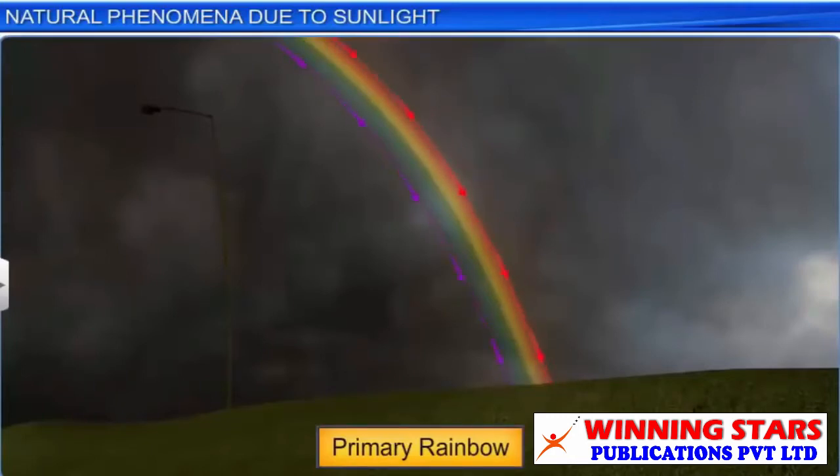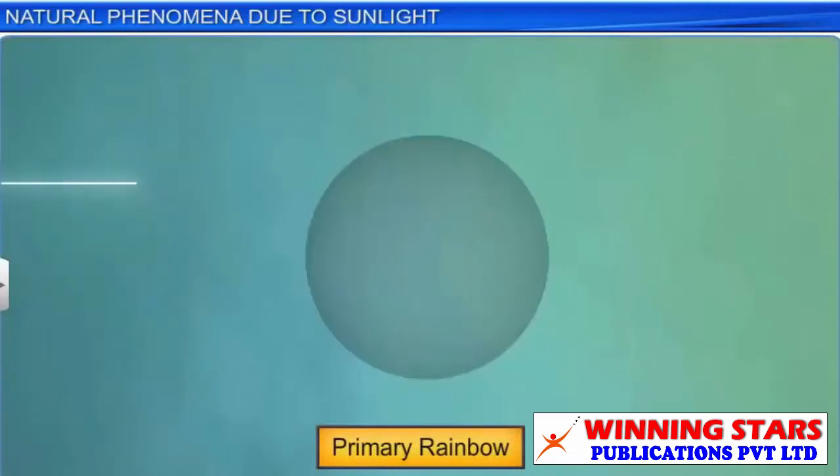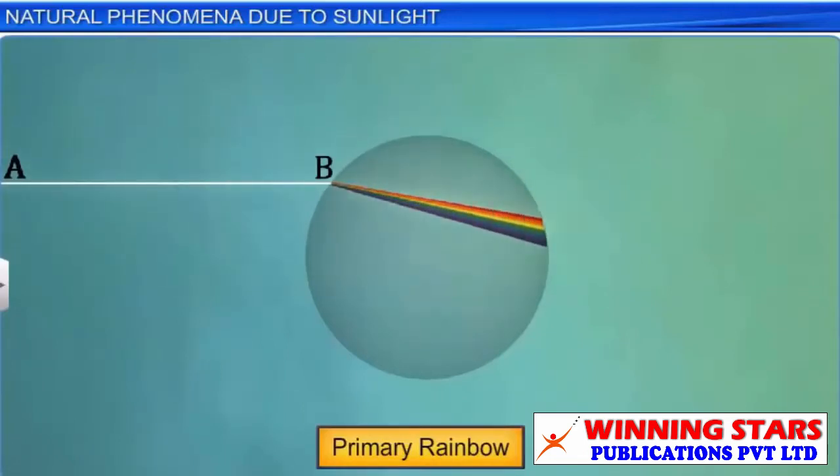Consider a ray of sunlight, AB, incident on a raindrop as shown. The sunlight refracts through the water drop at point B and is dispersed into its constituent colors. The red light with the longer wavelength is bent the least, and the violet light with the shorter wavelength is bent the most. A part of the light is then internally reflected from the back surface of the water droplet.